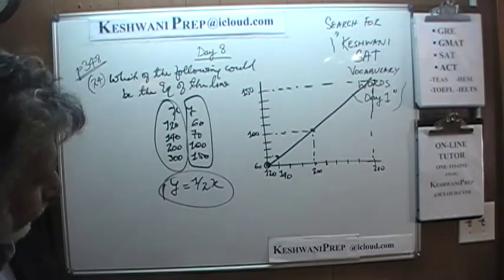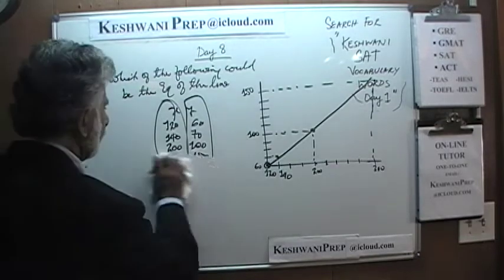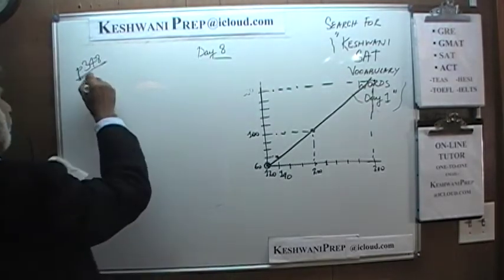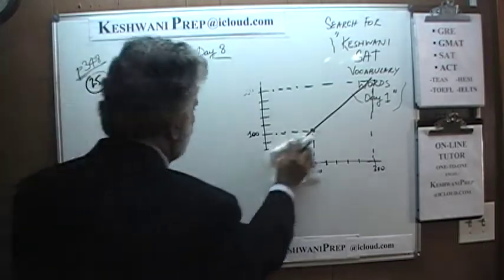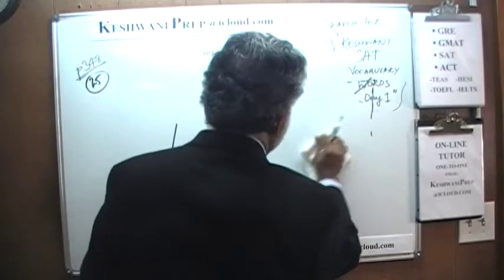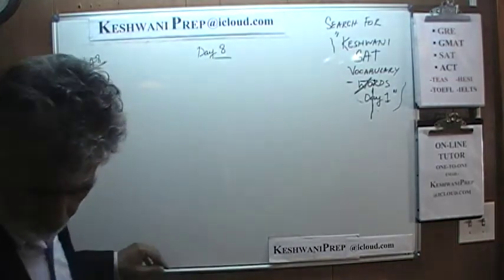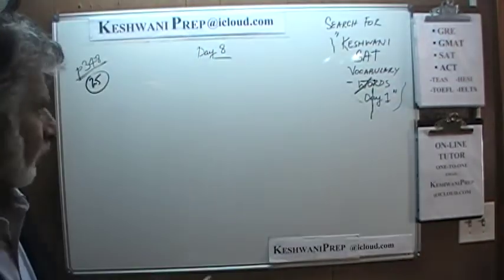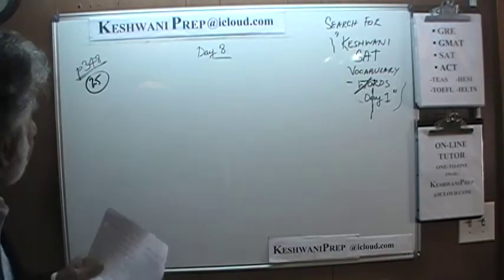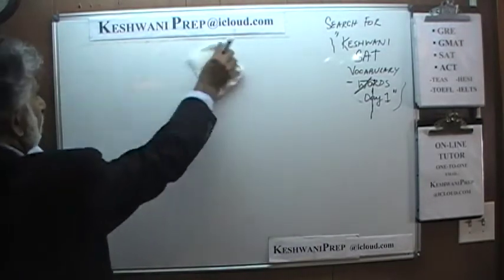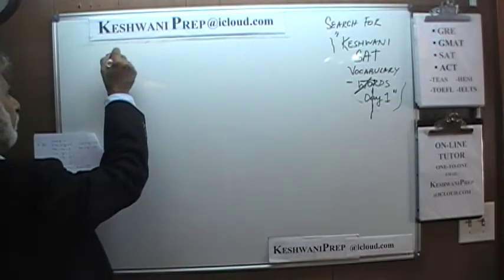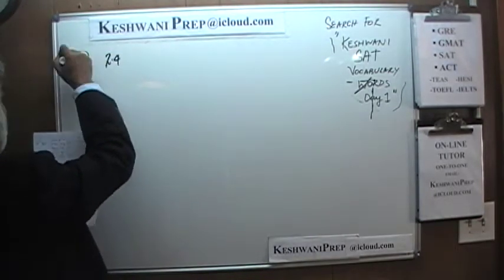Number 25. In number 25, you're given two simultaneous equations. Let's put them on the blackboard first. And since I need some room, I'm going to put them from up here so that we have more room. Here's the first one. This is number 25.